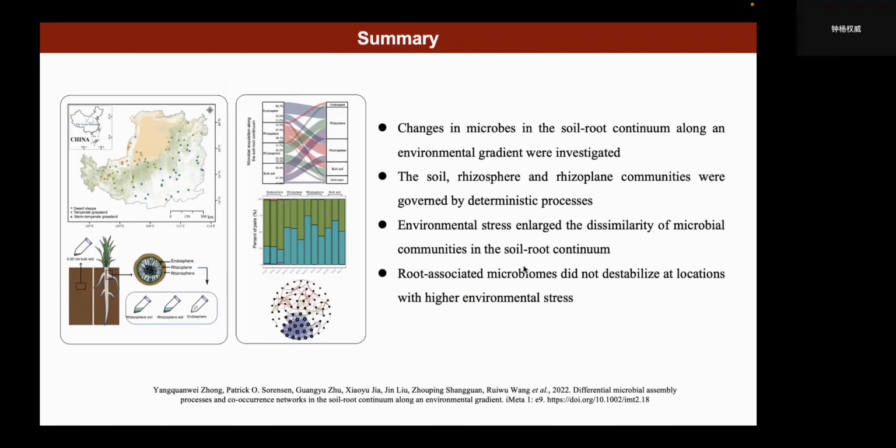In summary, in this study, changes in microbes in the soil root continuum along an environmental gradient were investigated, and we found that the soil, rhizosphere, and rhizoplane communities were governed by deterministic processes, and the environmental stress enlarged the dissimilarity of microbial communities in the soil root continuum. And last, we found that the root-associated microbes did not destabilize at locations with higher environmental stress.